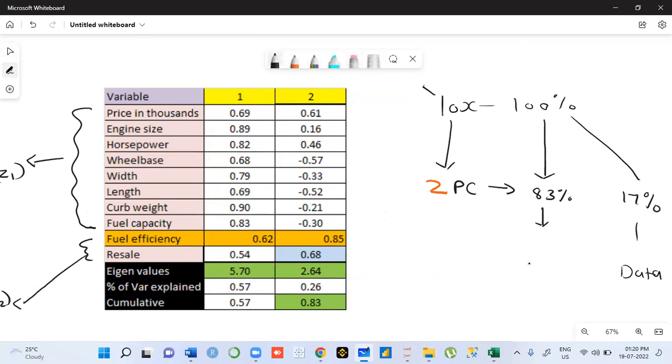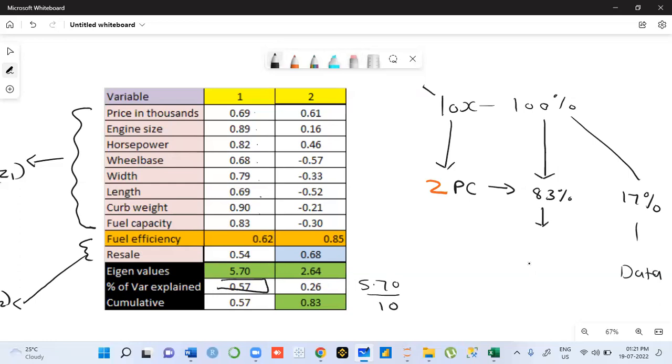To compute eigenvalues, guys, I squared each value. Each value squared and summed will give me the eigenvalue. Okay. Total how many x do we have? 10. How many variables do we have? 10. So 5.70 divided by 10 is how much percent? 0.5 multiplied by 100, 57%.